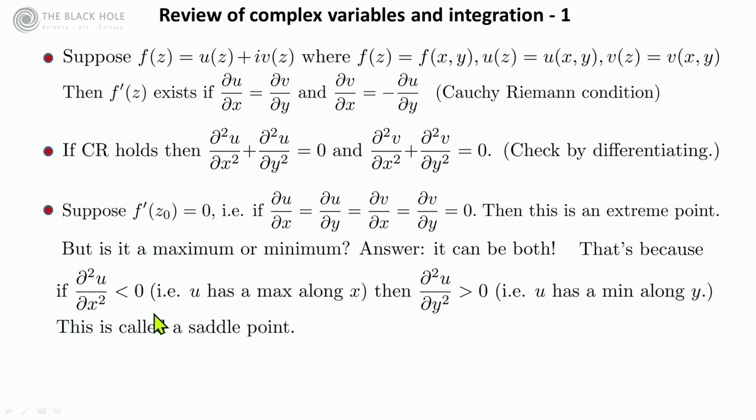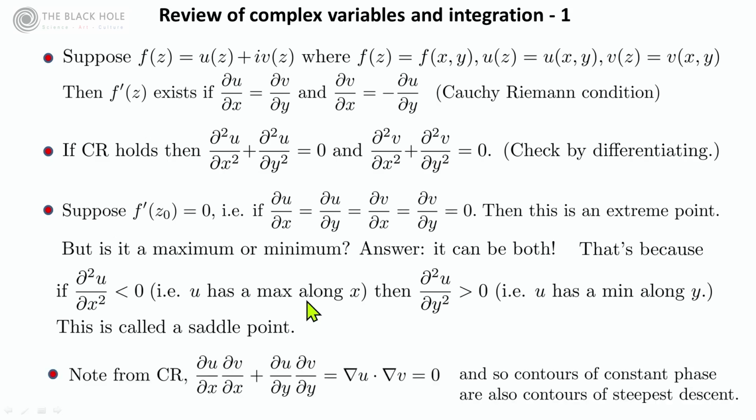Now, if the second derivative is negative, you see from the Laplace equation, then d2u by dy squared must be positive. This is negative, this is positive. If this is positive, this is negative. And so we have a situation where the real part's second derivative is one sign, and the imaginary part's second derivative is the other sign, which means that we are at a saddle point.